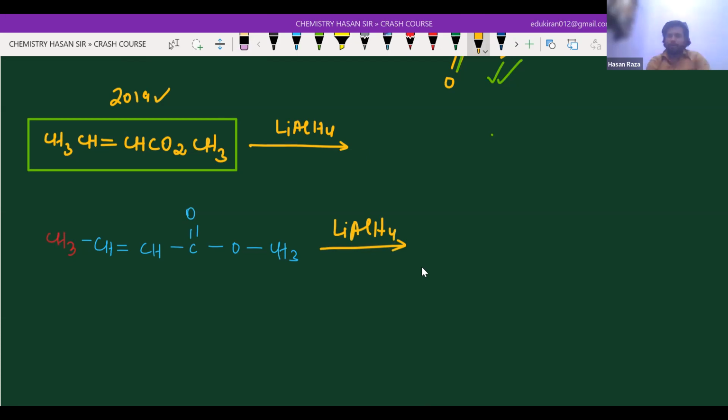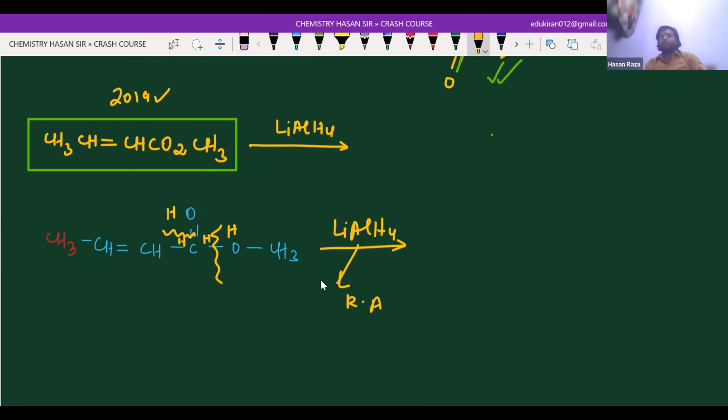This is a reducing agent, a strong reducing agent. See how the reduction will take place. First, it will break from here. Hydrogen will be added here and hydrogen will be added here. Then the carbon oxygen bond will be broken. Hydrogen will be added here. Hydrogen will be added here.